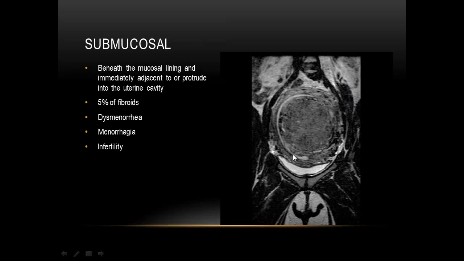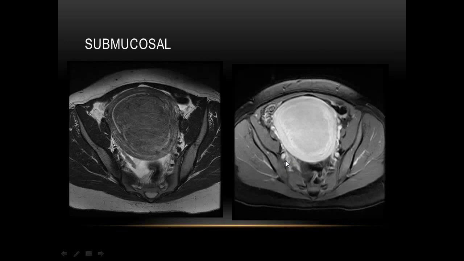Submucosal fibroids cause the most symptoms of dysmenorrhea, menorrhagia, and infertility because they can erode into the endometrial cavity and cause a lot of bleeding. And they interfere with normal menses. Also, you can imagine how it could cause infertility as there is limited space for the embryo to implant and limited room for it to grow. This is another example of a submucosal leiomyoma. You can see the thin T2 bright endometrial cavity surrounding this submucosal leiomyoma.